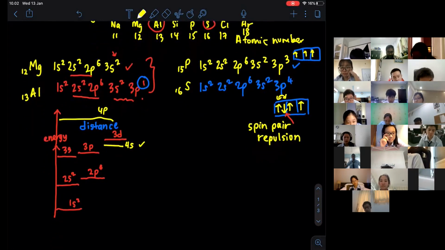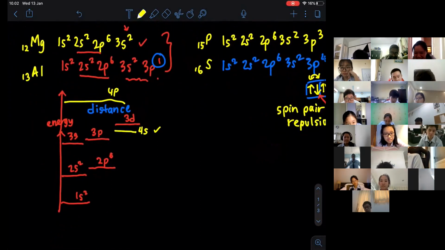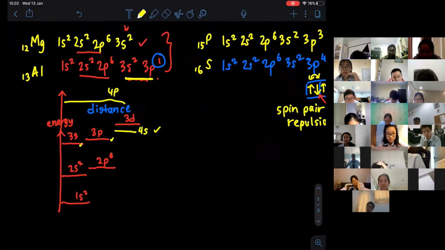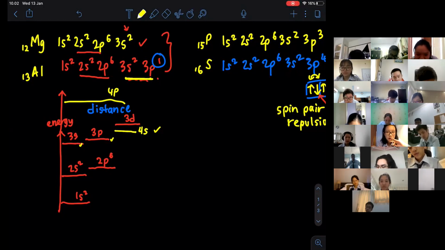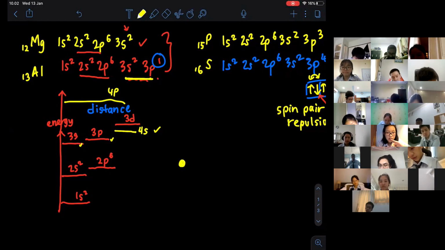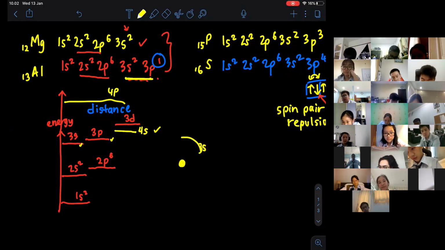But now coming back to your question, why 3s and 3p? 3p is going to be higher in energy compared to 3s. The reason is related to how they are arranged. This is not an accurate way to represent it, but you can assume that if this is the nucleus, 3s is over here, and then 3p is slightly further away from the nucleus.